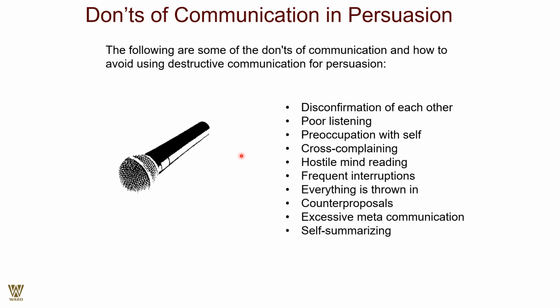That is where we need to understand the preoccupation. Cross-complaining is where for every issue that is raised, you find 10 other reasons to justify your own problem. It is basically hostile mind reading, frequent interruptions, everything is thrown in. There is always a counter proposal to whatever has been stated, and that is what we should avoid.